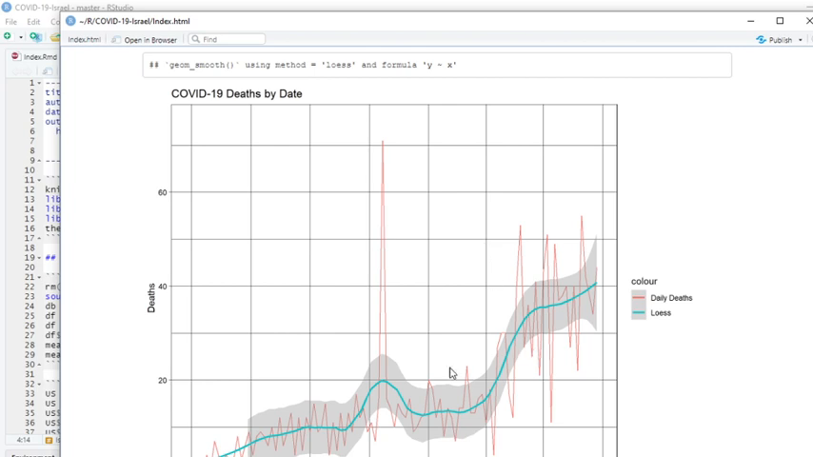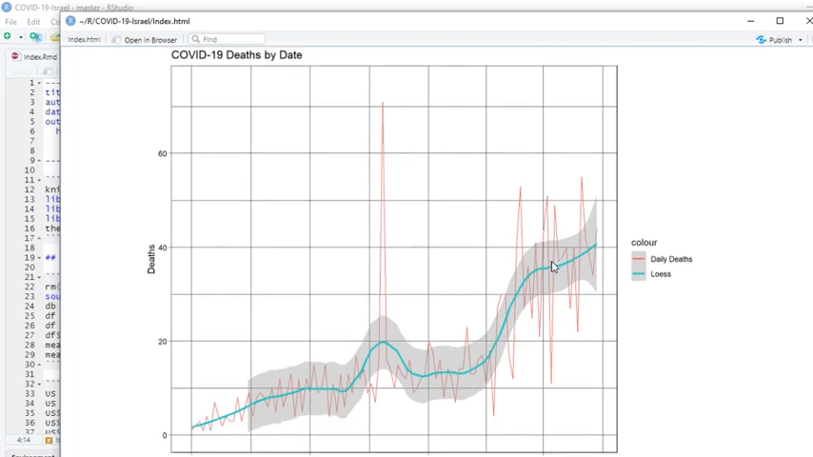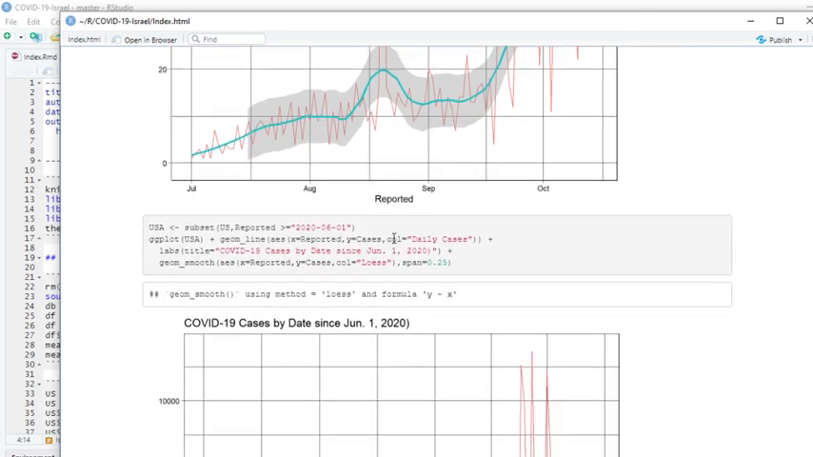Deaths, you can see the trouble continues to be deaths. The deaths are continuing to climb up towards 40 on average. So it's about 40 deaths per day, which is quite a bit for a country as small as Israel.